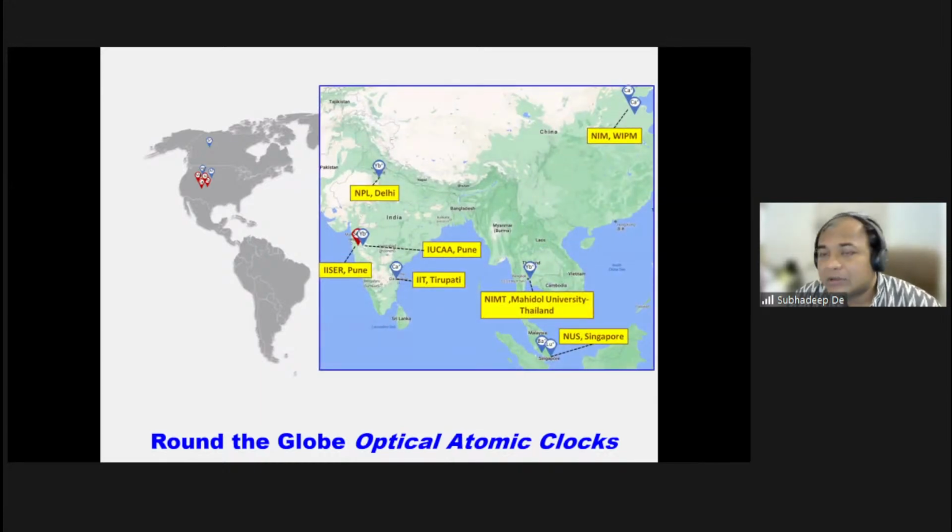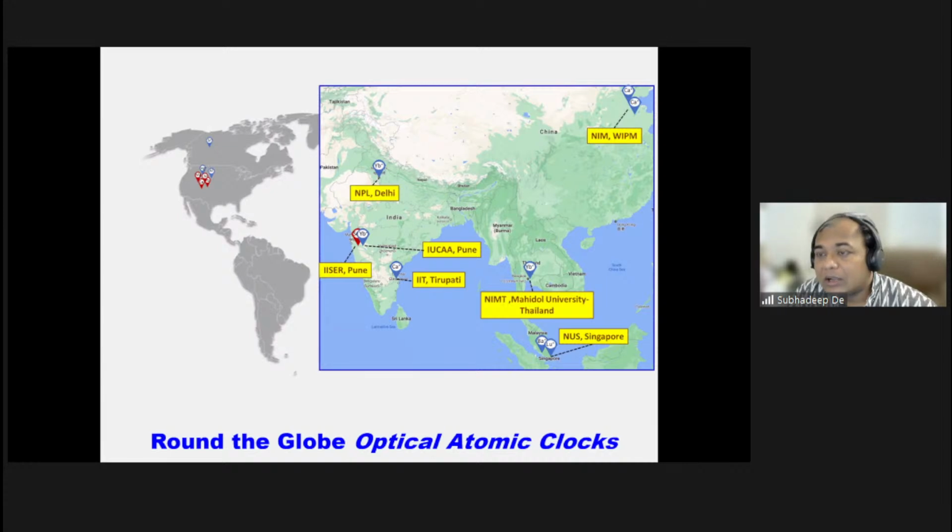In India, particularly, there are 4 places where optical clock activity is going on. We don't have any operational optical clock at this moment. At NPL Delhi, CSIR NPL, they want to build an optical clock because they are the timekeeper of the nation, so they always have to build more accurate clocks. So they are interested from that point of view.